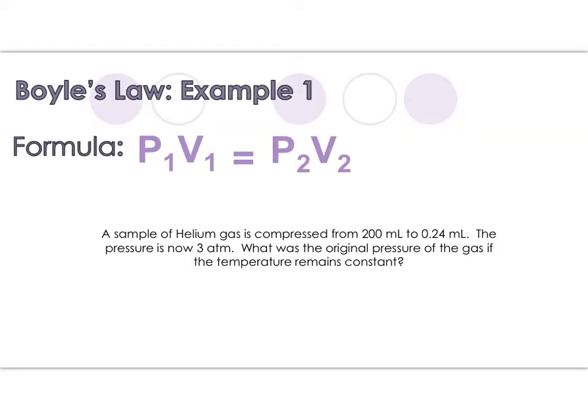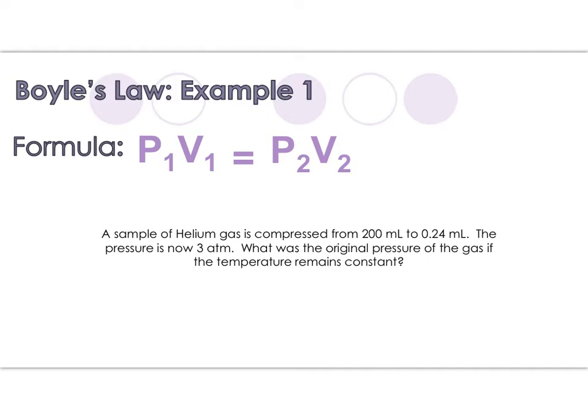The first example is talking about a sample of helium gas. A sample of helium gas is compressed from 200 milliliters to 0.24 milliliters. The pressure is now 3 atm. We want to figure out what the original pressure of the gas is if the temperature remains constant.